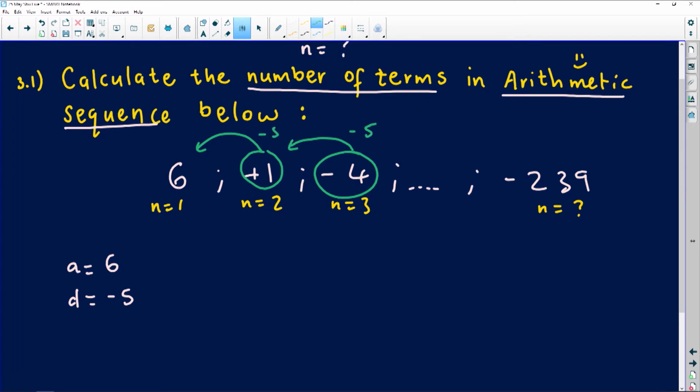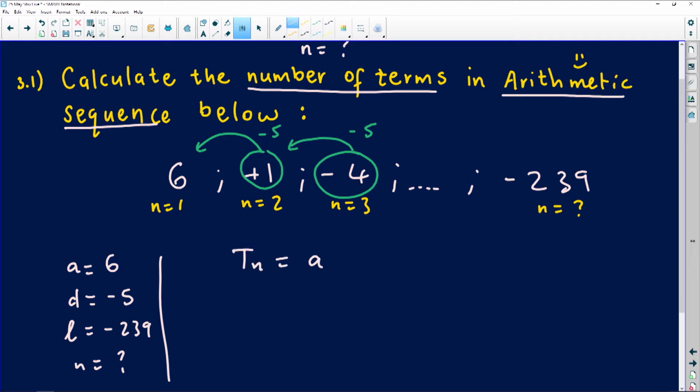Because I'm getting -5 when I subtract subsequent terms, this tells me that indeed this is an arithmetic pattern with a common difference of -5. Now, what we're looking at there is the Tn value, also known as the last term. The last term happens to be -239, and we don't know how many terms are written down in this particular sequence. So I'm going to start by writing what you people know.